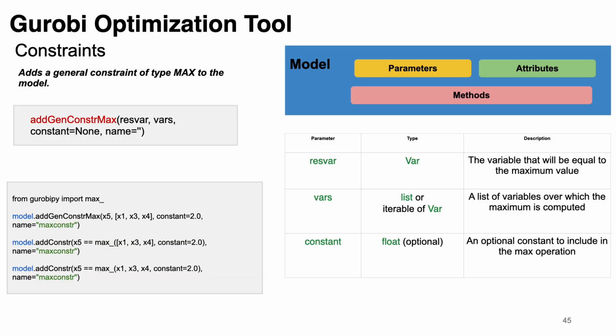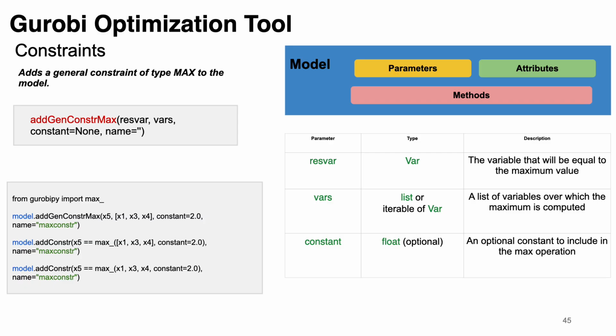While addConstr can handle many logical expressions, Gurobi also provides explicit methods for general constraints, such as addGenConstrMax. This method forces a specific result variable to be exactly equal to the maximum value from a given list of variables, plus an optional constant. You pass the resvar, which is the result variable, followed by the vars list.